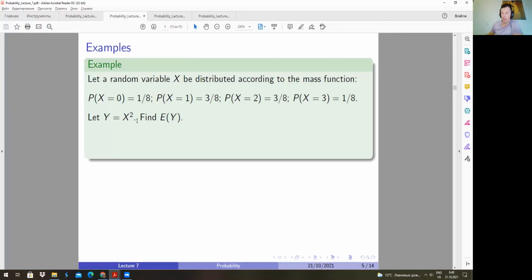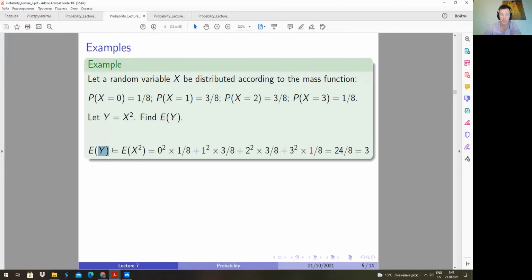Now, what is the probability that y is 9? It's the same as x is 3, right? So it's 1/8. Because if x is 3, y is going to be 3 squared, or 9, with the same probability, 1/8. So that's why the calculation of this expectation is simply this.